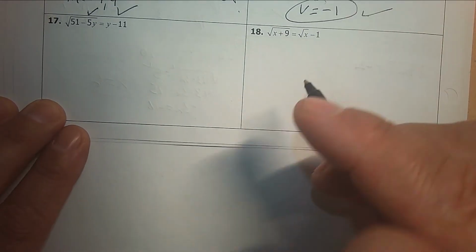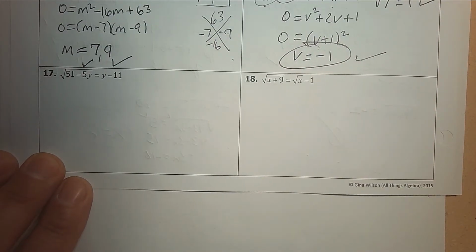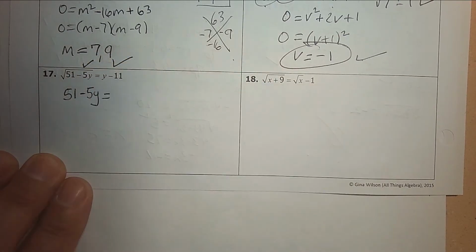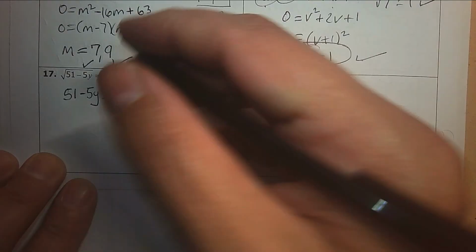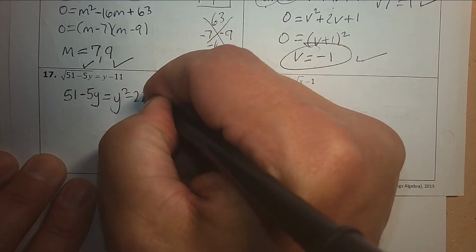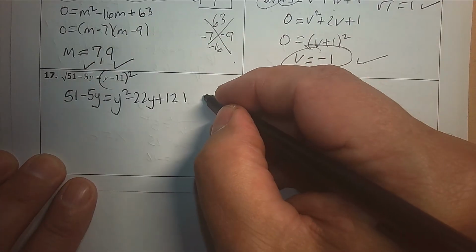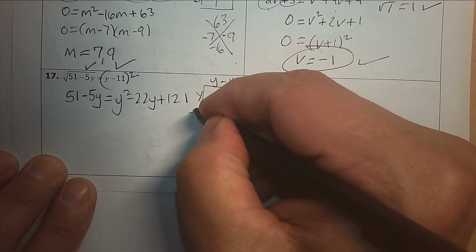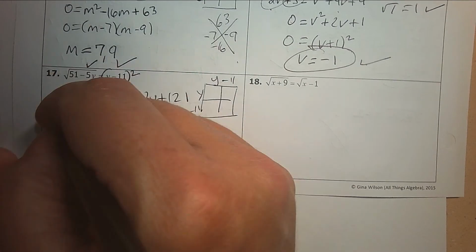Pedro, you ready? Oh, alright. What do I do first? Do you square both sides? And what are you left with when you square both sides? 51 minus 5y equals y squared minus 22y plus 121. Excellent. Do you see how when we square that, some of you might have to do this, right? To be able to multiply it out. But you got to be aware you are foiling, right? On the right side.